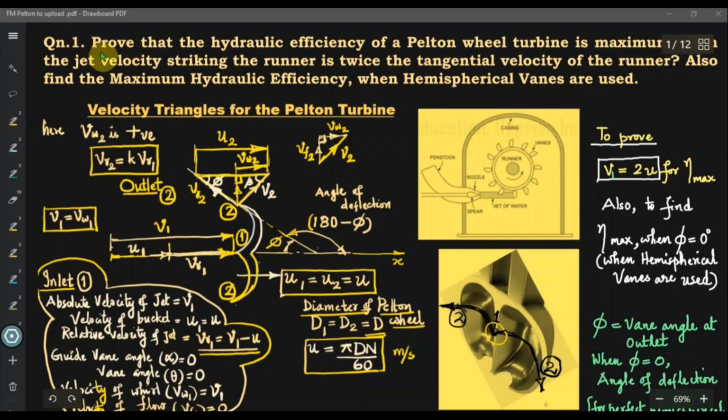The question is this one: prove that the hydraulic efficiency of a Pelton turbine is maximum when the jet velocity striking the runner is twice the tangential velocity of the runner. That is, the jet velocity is V1 and the tangential velocity of the runner is U. Also, we will find the maximum hydraulic efficiency when hemispherical vanes are used.